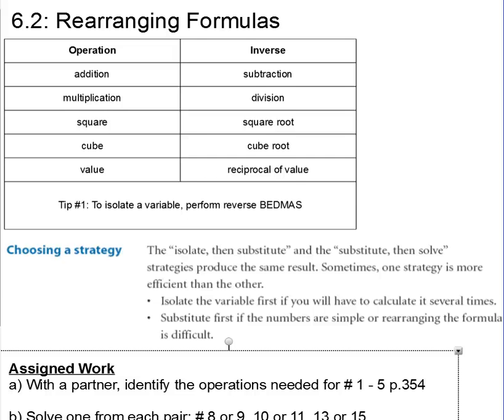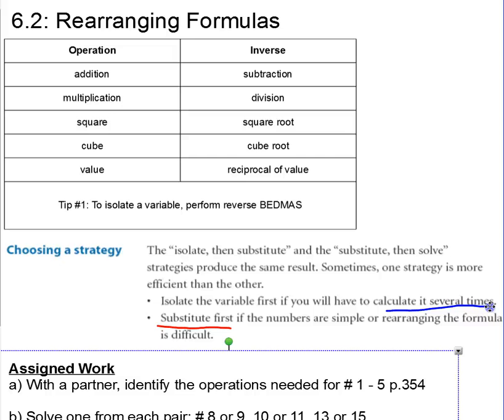I'm going to go through some examples here to demonstrate these strategies, that sometimes isolating the variable then substituting the numbers is more convenient than substituting the numbers and then solving, particularly if we have to substitute lots. If you have to calculate several times, it's better to isolate first and then figure out an expression that allows us to just put in numbers over and over again. If we're only having to rearrange the formula maybe once and it's a very difficult formula, it might be easier to substitute the numbers first, particularly if the numbers are easy to work with, and then rearrange afterwards.